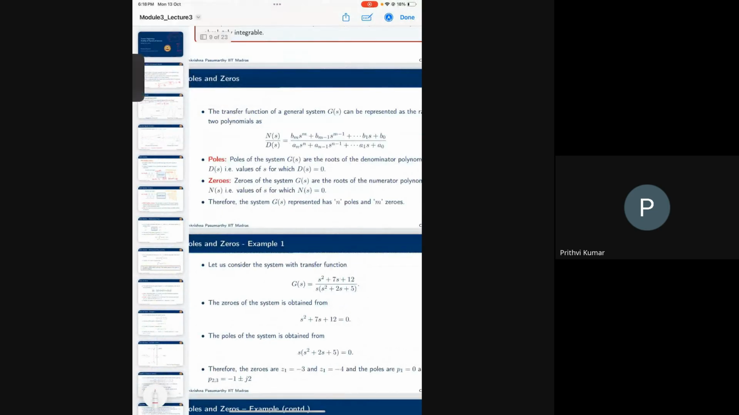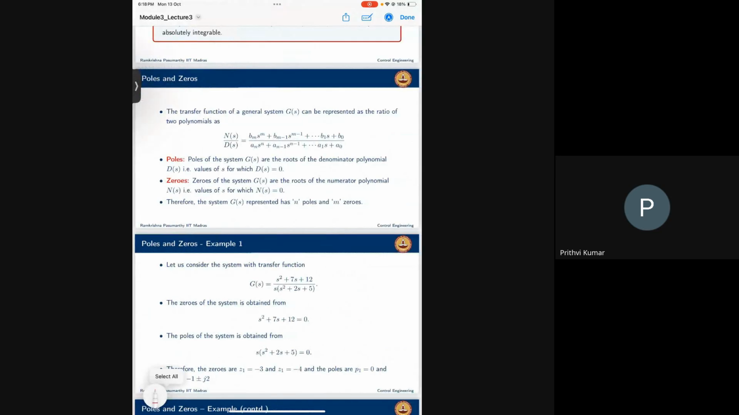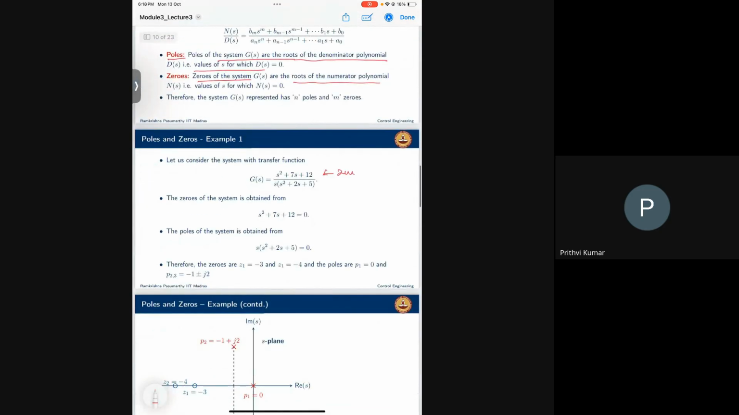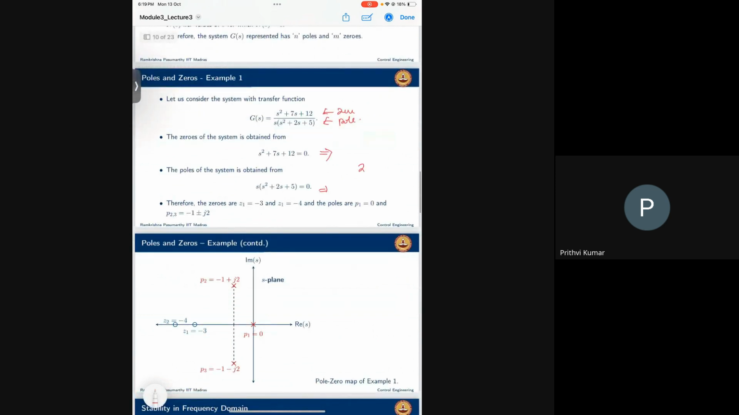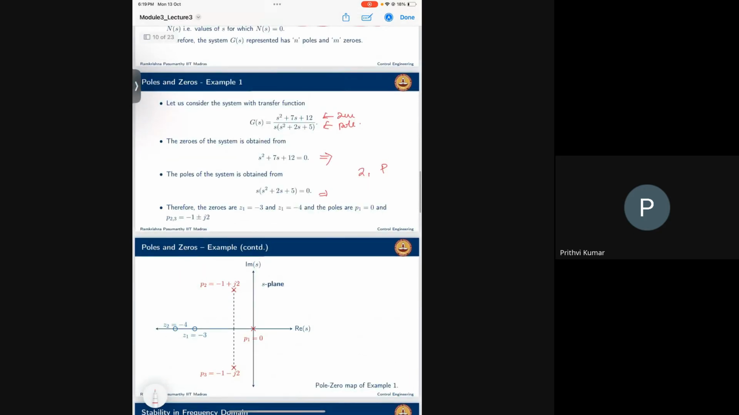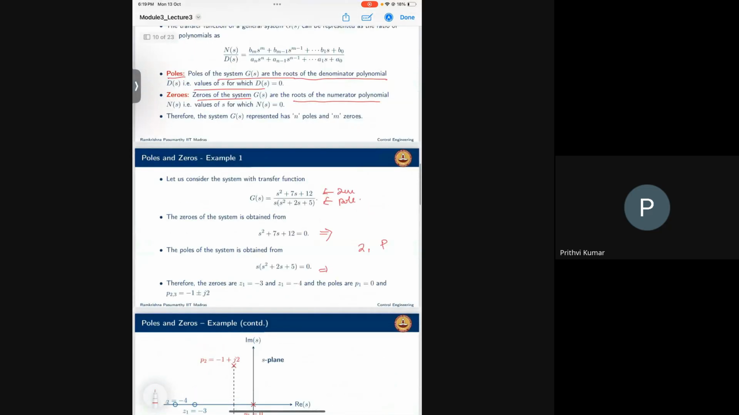So from the definition, I want to revisit it one time. Poles of the system are the roots of the denominator polynomial. Zeros are the roots of the numerator polynomial. So this is the zero, this is the pole of the system. The zeros can be obtained from the numerator equation, poles can be obtained from the denominator equation. Zeros are represented using z, and poles can be represented using p. Right? So this is the pole zero representation of the system.